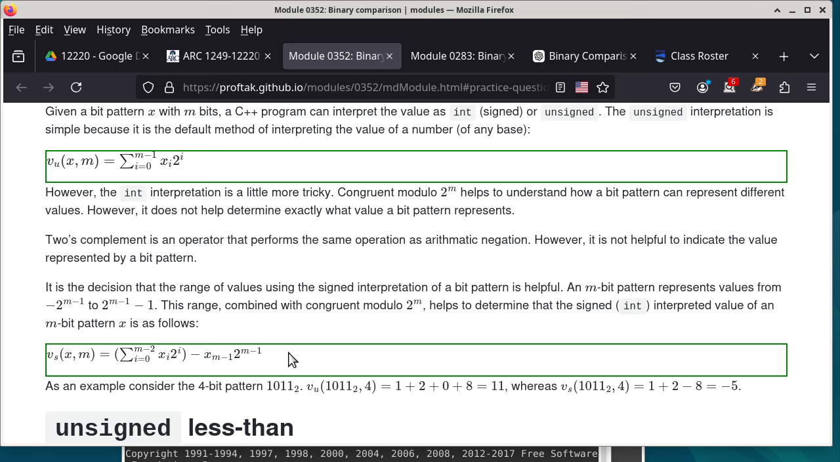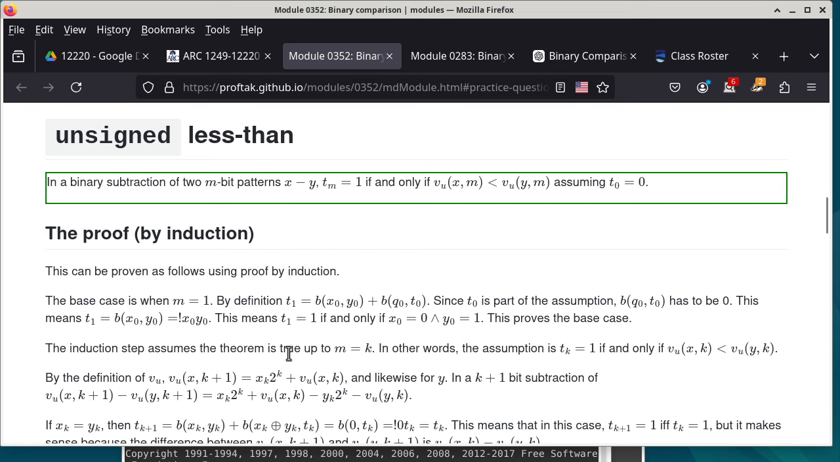So now we look at how we know whether the minuend is less than the subtrahend in a binary subtraction.